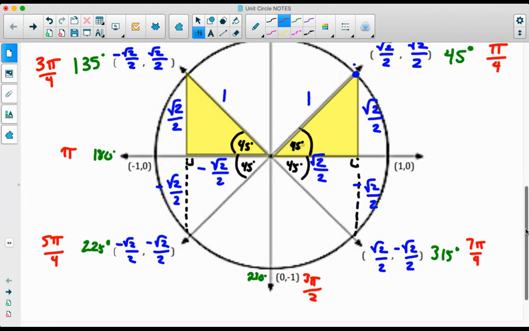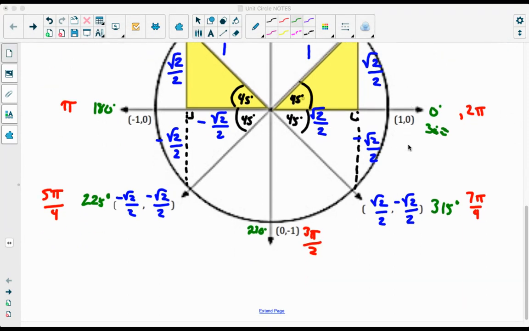Okay. Back to our positive x-axis, we know we have 0 degrees, 0 radians, or 360 degrees, and 2 pi radians. Okay. So there's your 45 degree reference angles in all of your quadrants on the unit circle.